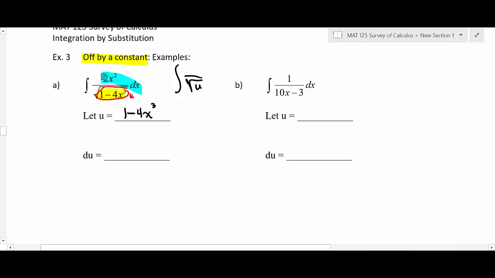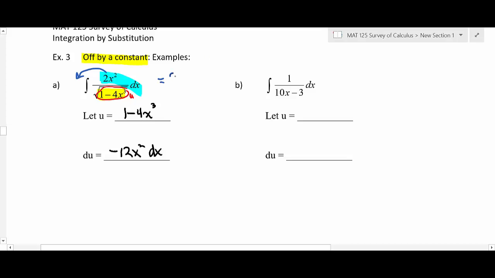We're hoping that du is what I highlighted in blue, but it isn't. Okay, what is du? What's the derivative of this? Negative 12x squared dx. It's close, but it's not quite there. So probably the best thing to do at the beginning, and this is not always the case, but it's a good idea, is to start by bringing constants out. And I'm going to have you do that.